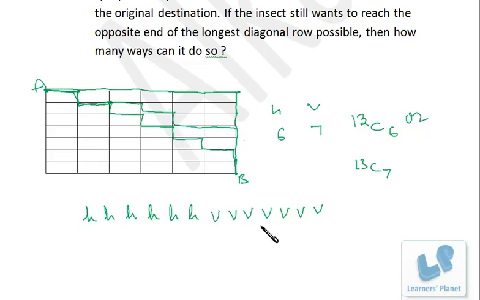Okay, so horizontal and vertical order can be changed, but in all there will be 13 steps, 6 horizontal and 7 vertical steps. So you can assume this to be a 13-letter word. Now in how many ways can you arrange this 13-letter word? That's 13 factorial divided by repetition. 6 times H is there, so you divide by 6 factorial, and 7 times V is there, so you divide by 7 factorial also, right?